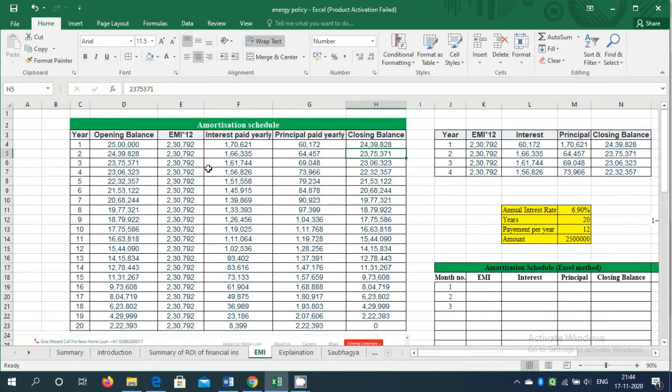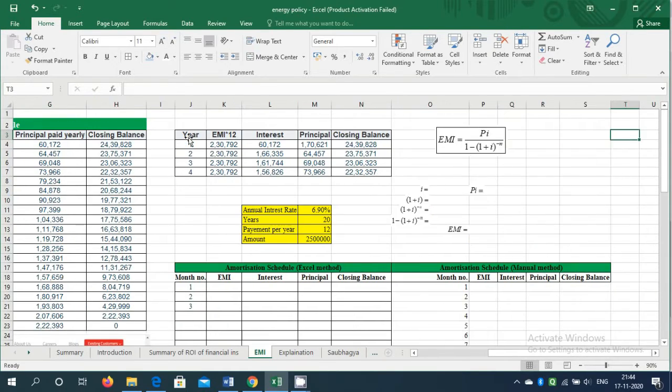So here, what are the different segments? One is EMI, another is interest paid, and whatever is principal amount, and then the closing balance. So to calculate that on the manual basis, this is the formula: EMI equals principal into interest divided by 1 minus (1 plus I) to the power minus n.